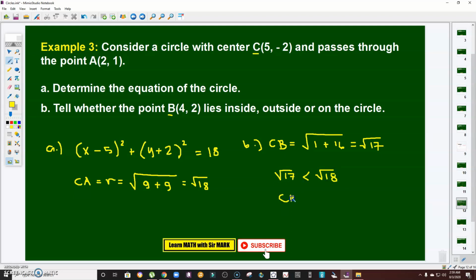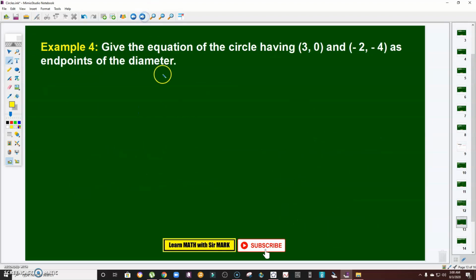So, comparing it, square root of 17, compare mo kay square root of 18, therefore, mas maliit. So, meaning to say, yung CB mo is less than CA, which is the radius. Clear? Ang CA ko is the radius, right? So, therefore, since CB is less than CA, point B lies inside. Lies inside the circle. Clear? Ganun lang kasimple.